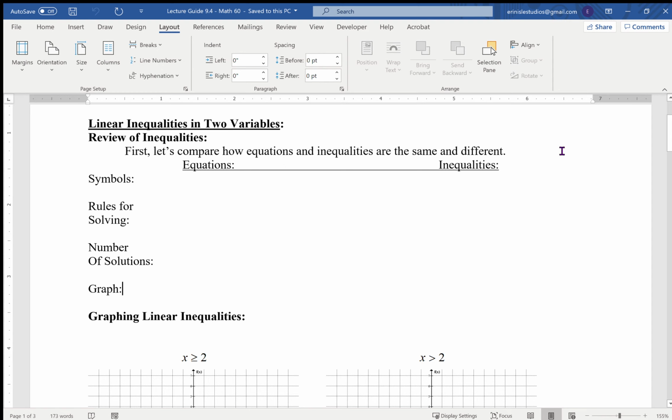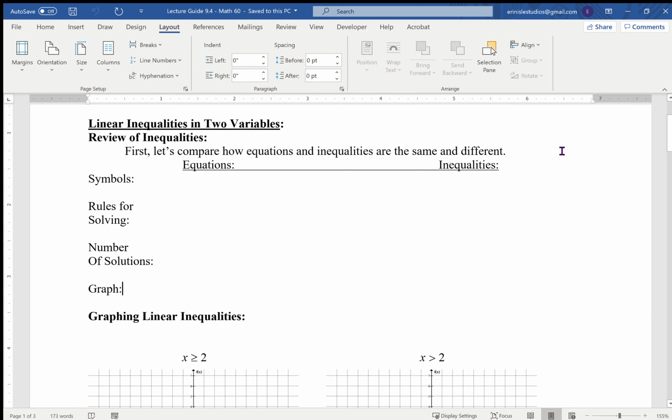Now in this it says x is greater than or equal to 2. What we traditionally do is test 0, 0, unless the line goes through 0, 0. So if x is 0, is 0 greater than or equal to 2? No. So that means we're not going to shade this side. Instead, we shade the other side.